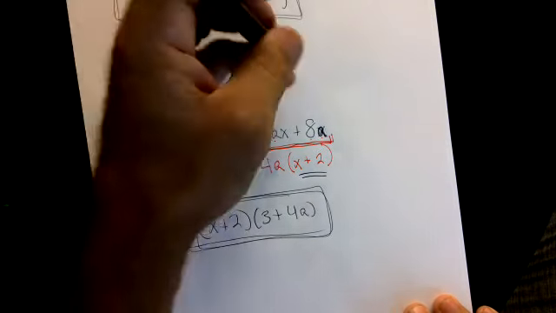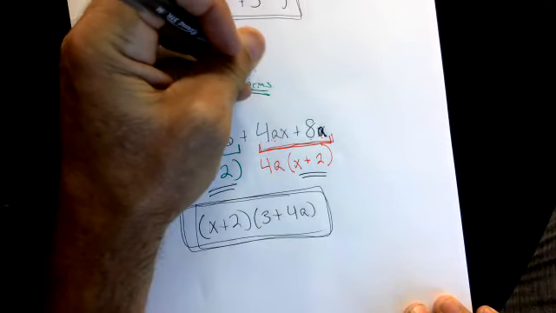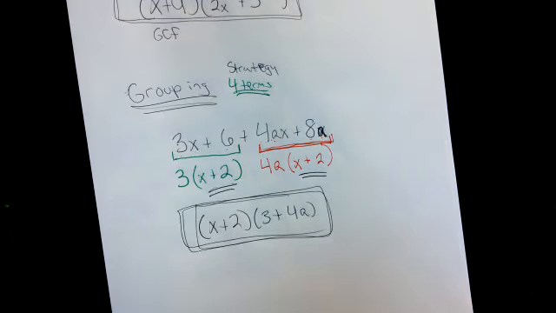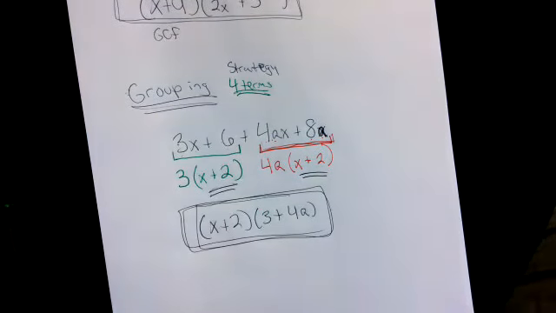So factoring by grouping is a strategy we can use if you don't see a greatest common factor. Also, there has to be at least 4 terms. You've got to be able to break it up into your groups.